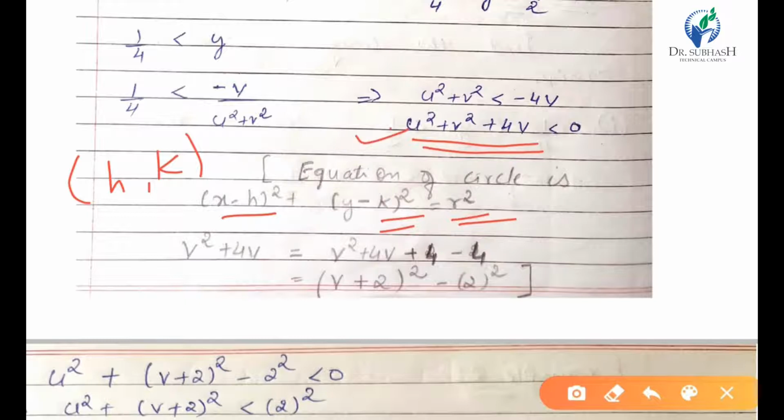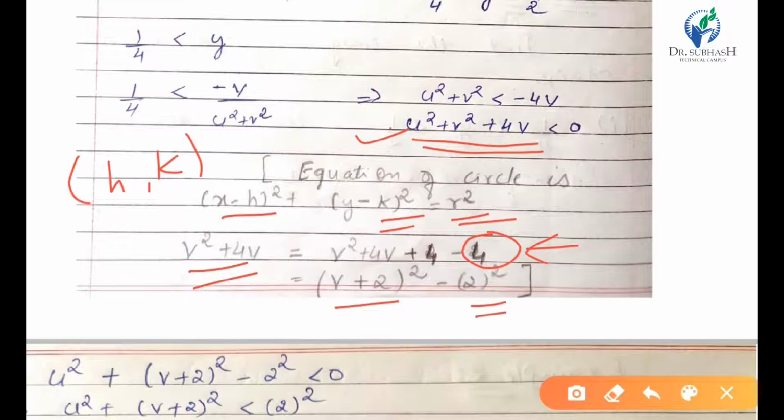Now u square we will not touch. We will just focus on v square plus 4v. V square plus 4v can be written as v square plus 4v plus 4 minus 4. We add 4 and subtract 4 to make the perfect square. So here we will get (v plus 2) whole square, and this 4 can be written as 2 square. This is the simplification part.